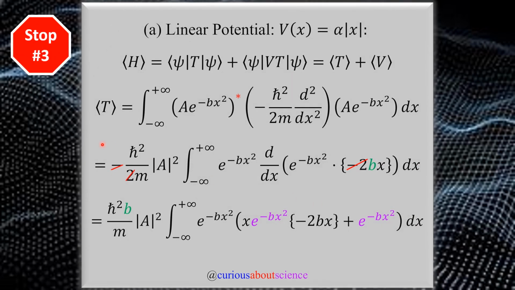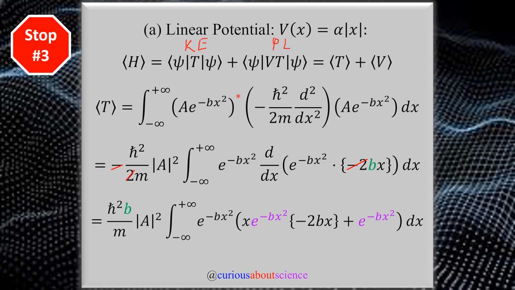All right, so now that the setup is done and our normalization is done, let's get into the heart of this problem. For the linear potential, we have alpha times the absolute value of x. Okay, so if the goal is to find the Hamiltonian, what we can do is break the Hamiltonian down into the kinetic energy part and the potential energy part.